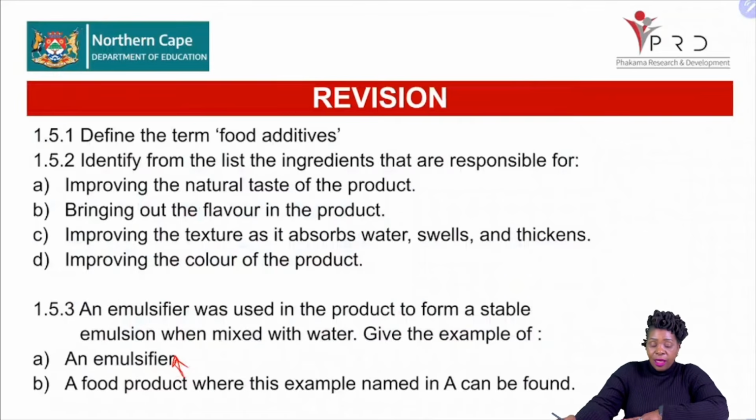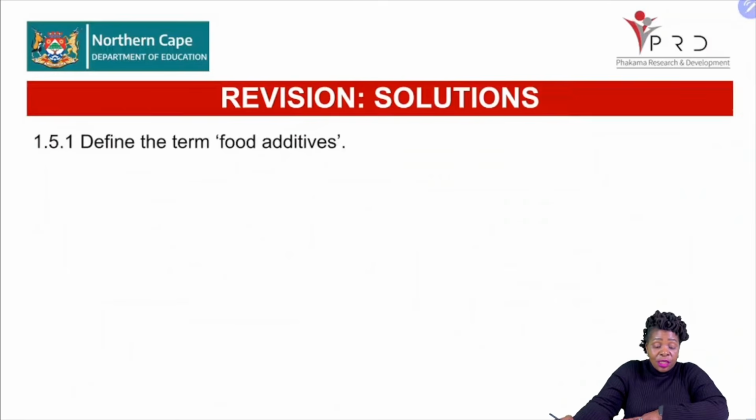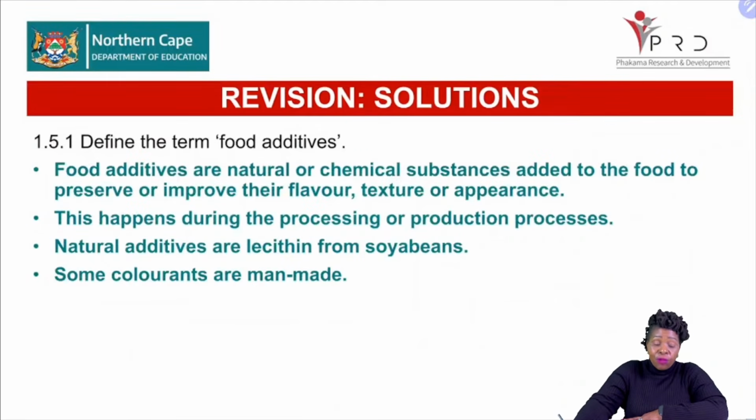Right, I'm hoping we are done. Let's move on to our solutions. The first one, we're supposed to define a food additive. So food additives are natural or chemical substances added to the food to preserve or improve their flavor, their taste, and their appearance, as well as texture, right? This happens during the processing or production processes.